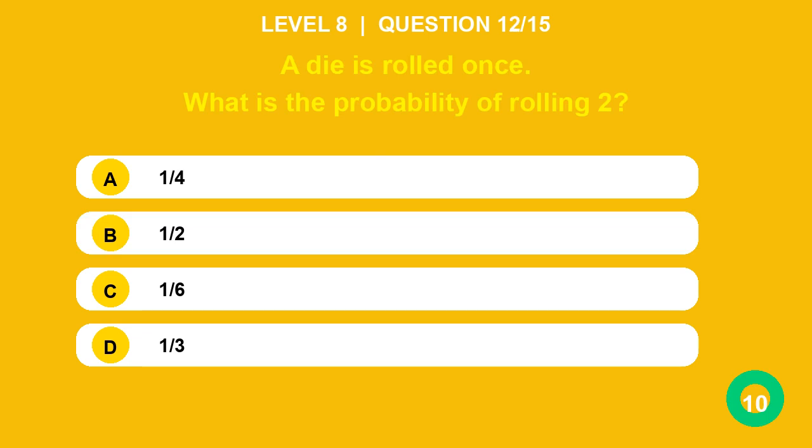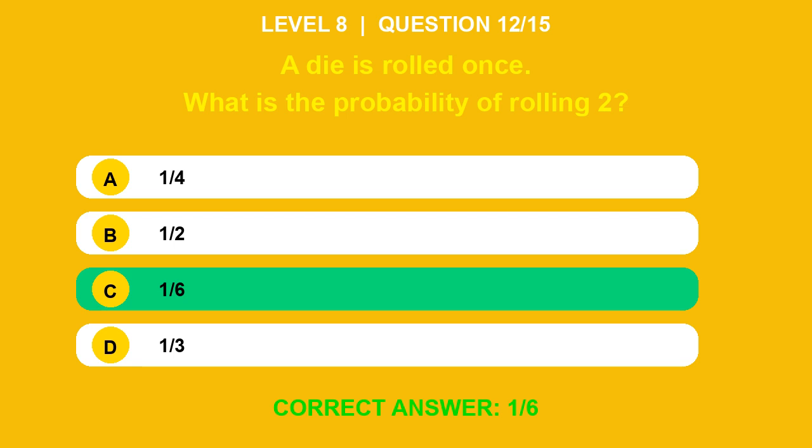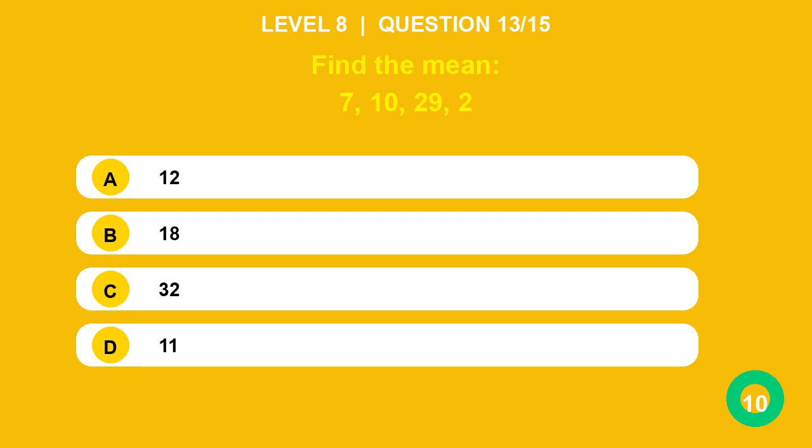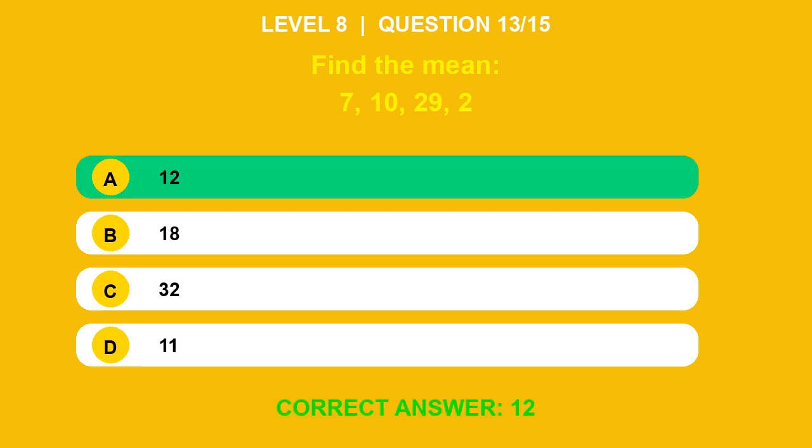A die is rolled once. What is the probability of rolling 2? Answer is 1/6. Find the mean. 7, 10, 29, 2. Answer is 12.